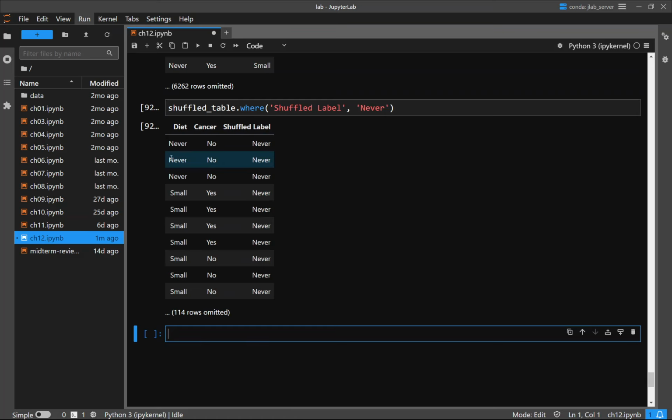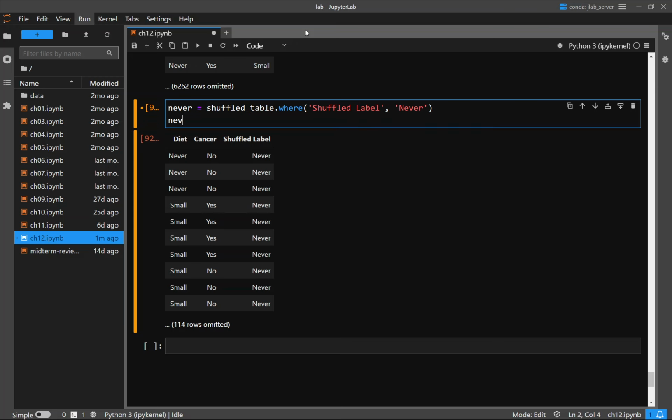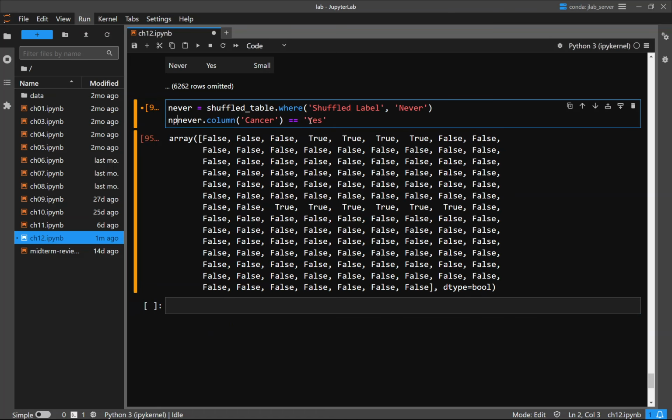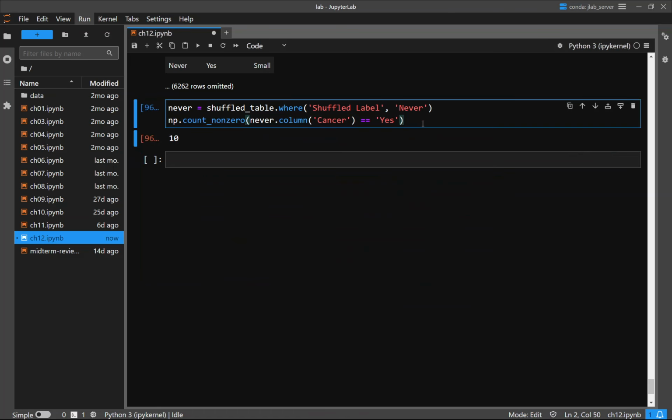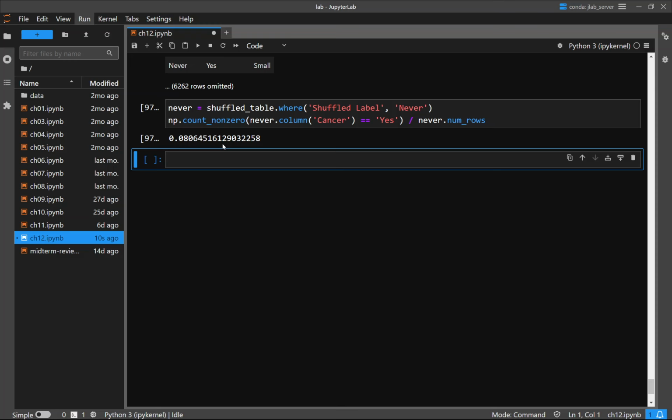So count the yeses out of all of these. Let's call this the never table. And so taking that never table and counting how many times we saw cancer, the cancer column. It's another way of doing what we did, right? We just care about the nevers at this point. So give me the cancer column. It's got a bunch of yeses and nos. How often was it yes? np.count_nonzero, right? After comparing, how often was it? It was 10 times for this sample, for this simulation. And the proportion is divide by the number of rows. This is like 0.8%, or sorry, just 8%. It's like that's a simulated never group.